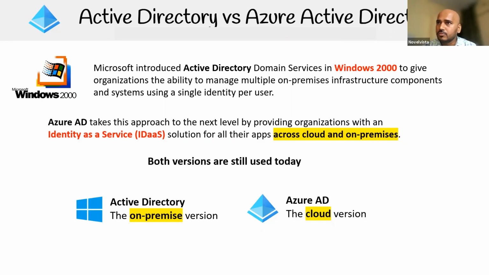Organizations continue to use on-premises Active Directory so that they can do the authentication to their on-premises users. And whenever there are Azure services, they will use Azure Active Directory for the authentication. So Azure Active Directory is not a replacement of on-premises Active Directory.